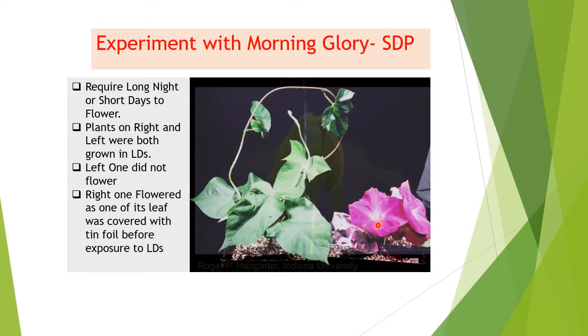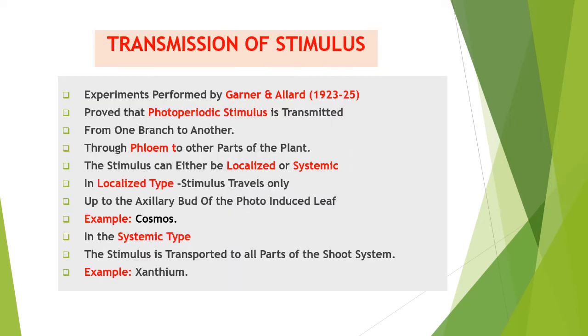But here what was done? The left one did not flower. The right one flowered because it is a short day plant. One of the leaves was covered with tin foil before subjecting to the long days. That means one original leaf was kept which had already perceived the short day response. So the right one flowered as one of its leaves was covered with tin foil before exposure to long days. That means only one leaf has perceived the short day. Here they have not gone to flowering because they were subjected to long day conditions.